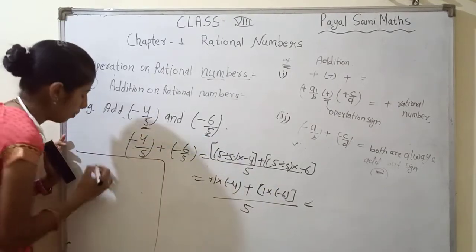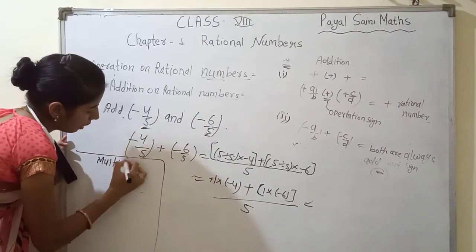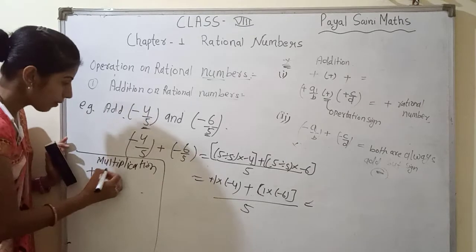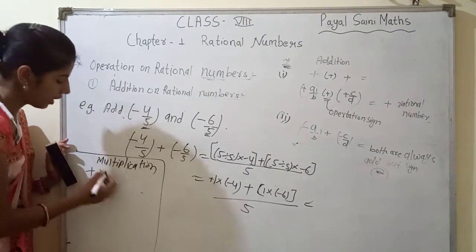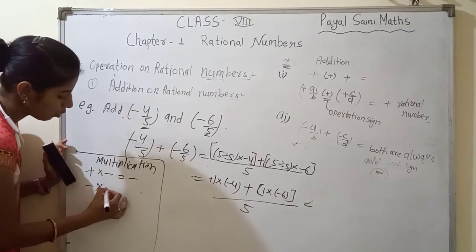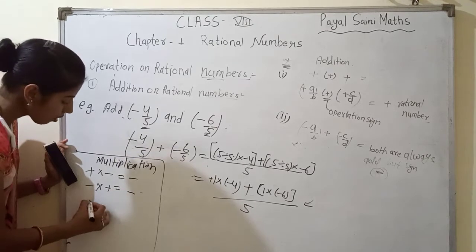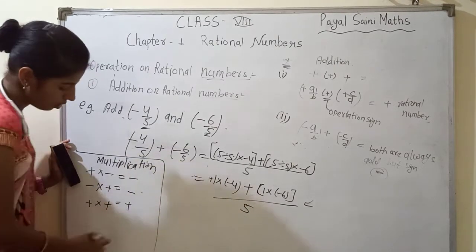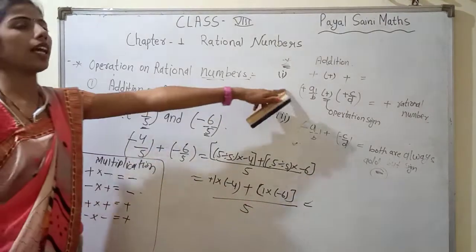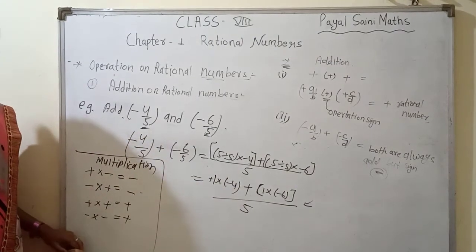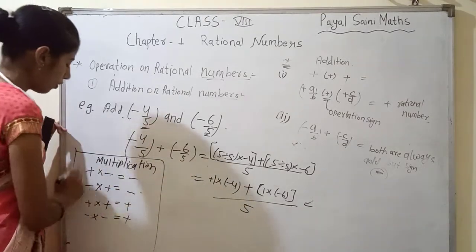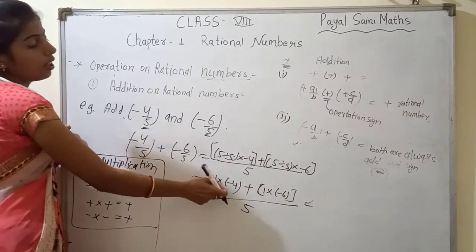Rule for multiplication: if your first number is given and the sign between is multiplication and the second is minus, then plus into minus is always minus, minus into plus is always minus, plus into plus is always plus, and minus into minus is always plus. Remember this is a fact. This rule also comes in addition, subtraction, multiplication and division. It's very important. If you don't know about this sign, then you will do it wrong.